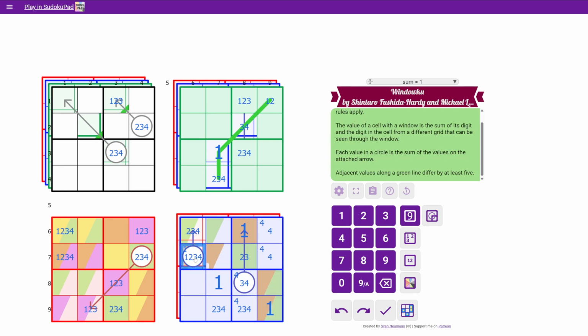Okay, but that's nice. Now we're going. So this is not orange. This is orange. This is not green. This is not orange. So this is 2 or 3. This is orange.